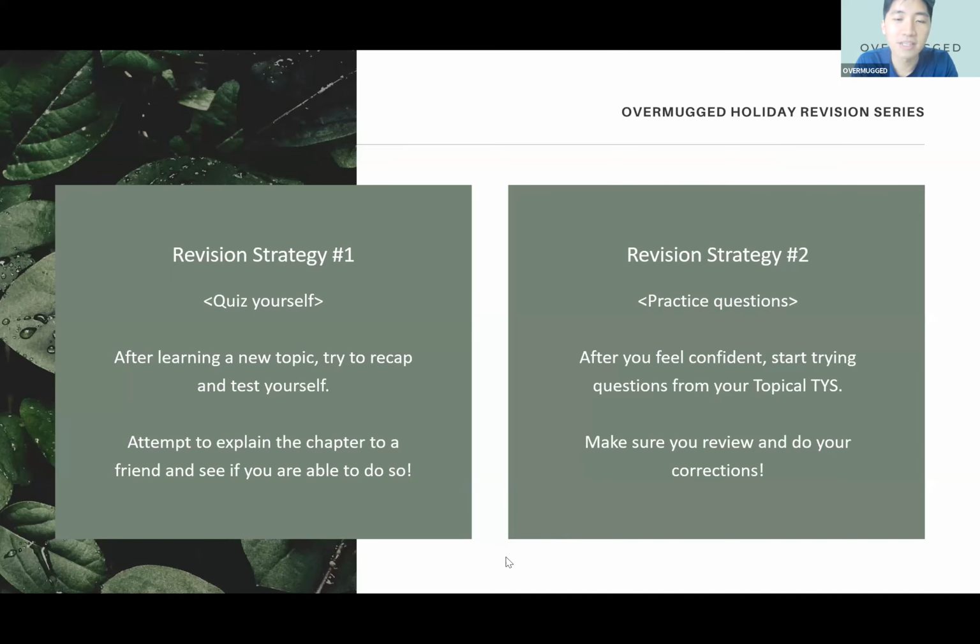Topical TOS means topical 10-year series. 10-year series is a compilation of the questions from the past 10 years that were tested at O-level. So it's like the trick. If you're going for the O-level exam, you might as well learn how they set the questions. So make sure you go and purchase a copy and start doing. That is my most sincere advice for you if you're planning to do well.